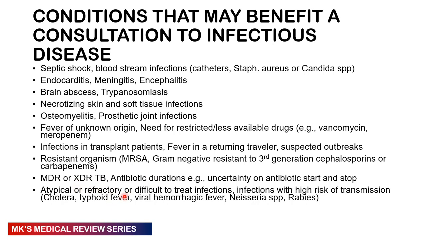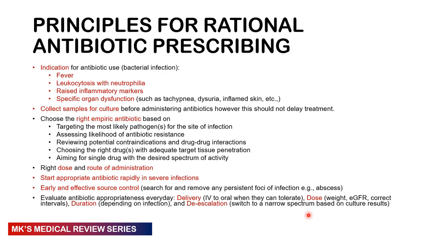Then of course, if you have atypical or refractory or even difficult to treat infections, as well as infections with high risk of transmission like cholera, typhoid fever, viral hemorrhagic fevers, Neisseria species, and even rabies. These are just a few of the things that you must inform infectious disease unit and actually have a consultation from infectious disease unit. Now, what are some of the principles of giving antibiotic or prescribing antibiotics? There are some things that you must follow and ensure that you tick all these boxes for safe use of antibiotics.